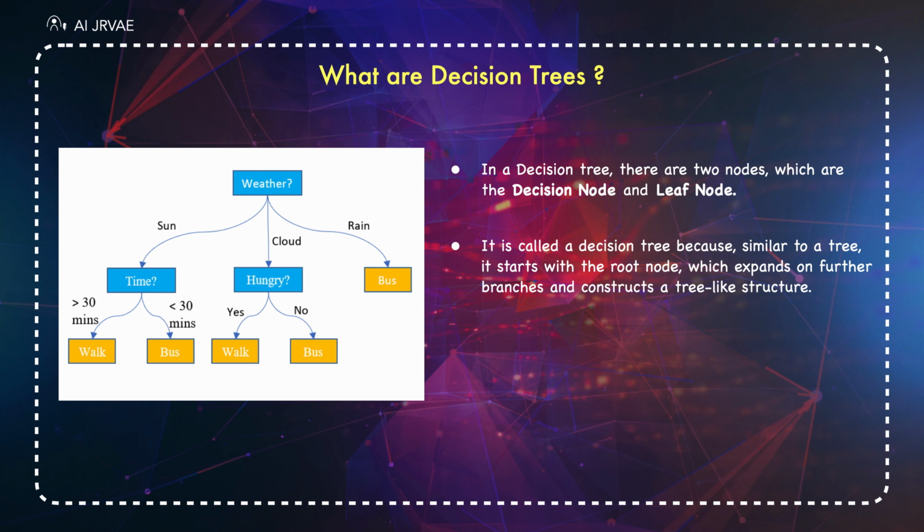A decision tree simply asks a question, and based on the answer, it further splits the tree into subtrees. The decisions or the tests are performed on the basis of features of the given dataset. Note: a decision tree can contain categorical data as well as numerical data.